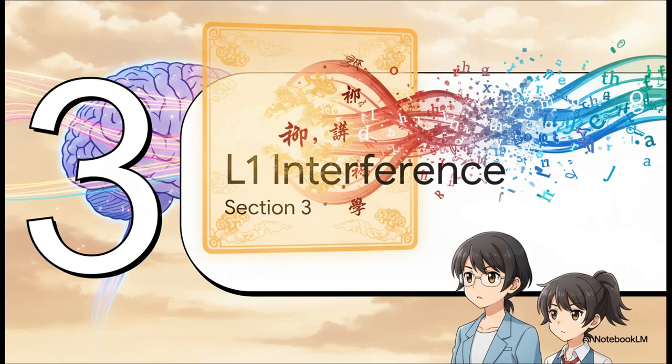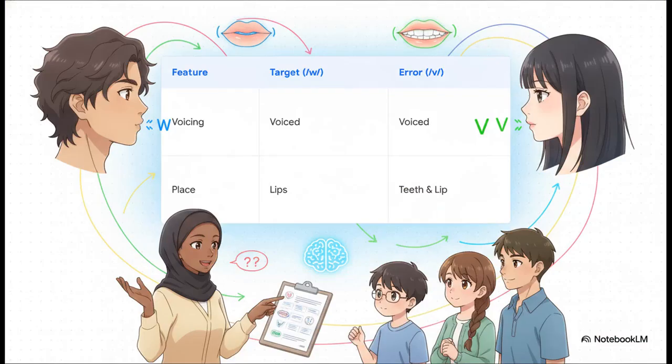Let's look at Part 3, First Language Interference. This is a massive concept for teachers in Taiwan because a student's first language acts like a really powerful filter. The research tells us that interference often happens at the physical level of articulation. Let's say you want your student to make a W sound, but they keep substituting a V sound because, well, it just feels more familiar to them.